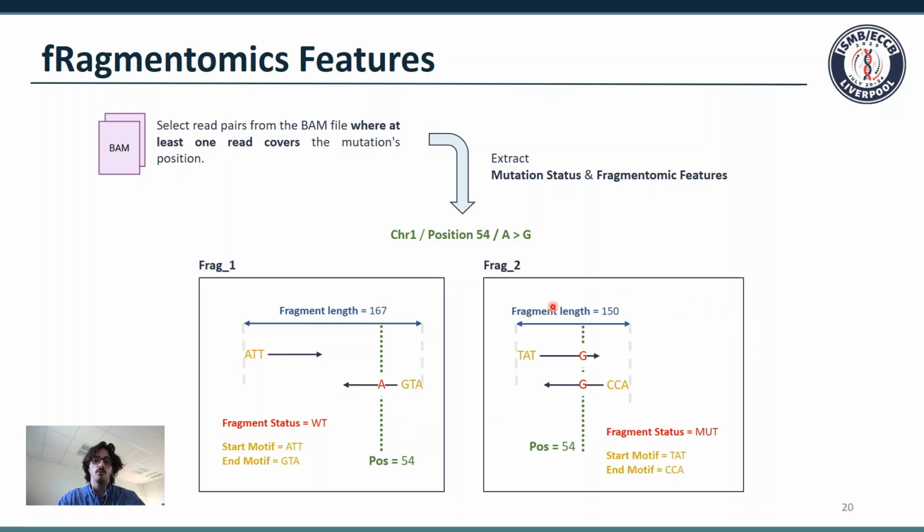In this second example, we have a mutated fragment. Here, both reads of the pair cover the mutation's position, and both carry the alternate allele, so G. Therefore, the fragment is classified as mutated.